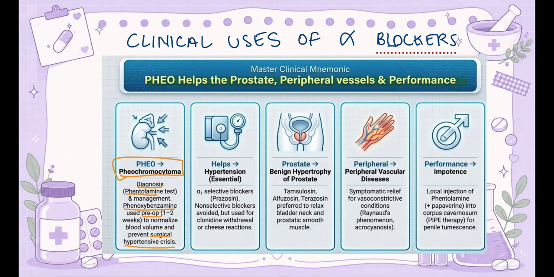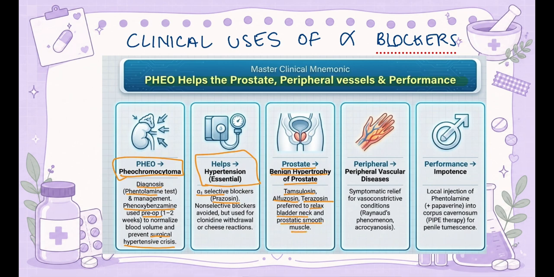HELPS stands for hypertension. We frequently prescribe selective blockers like prazosin to treat essential hypertension. Let's continue with that mnemonic. Prostate stands for benign hypertrophy of the prostate. Drugs like tamsulosin, alfuzosin, and terazosin relax the bladder neck and prostatic smooth muscle. This provides targeted urinary relief.